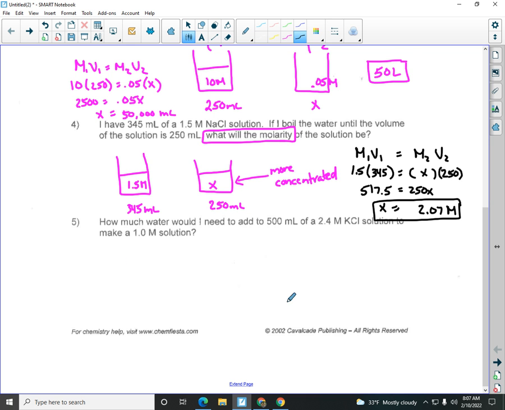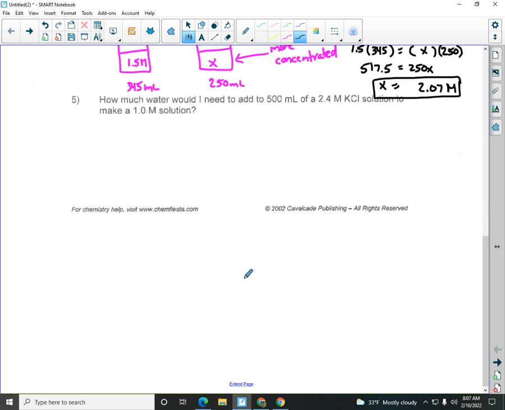Number 5, how much water would I need to add to 500 milliliters of a 2.4 molar potassium chloride solution to make 1 molar solution? So I'm adding water to a beaker. In this beaker, I have 500 milliliters, and it's at 2.4 molar. If I add water to it, it's going to become diluted.